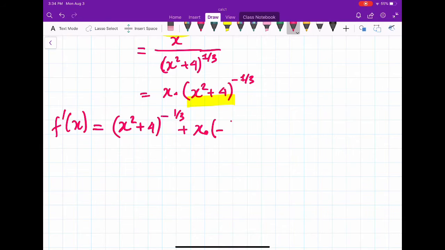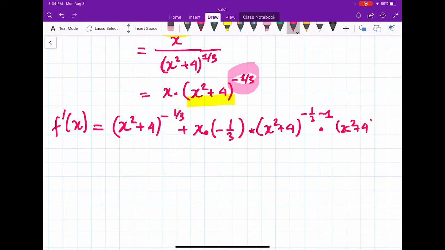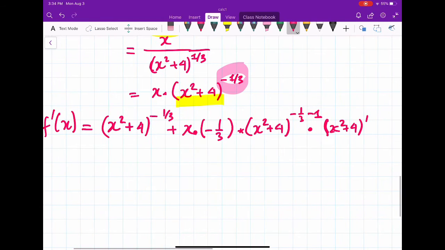I have negative 1/3, you see? And then x squared plus 4 to the negative 1/3 minus 1. That is the derivative of the outside function, which is the power function in here. And then times the derivative of the inside, x squared plus 4 derivative. Okay. Now I have x squared plus 4 to the negative 1/3. Let's keep that.